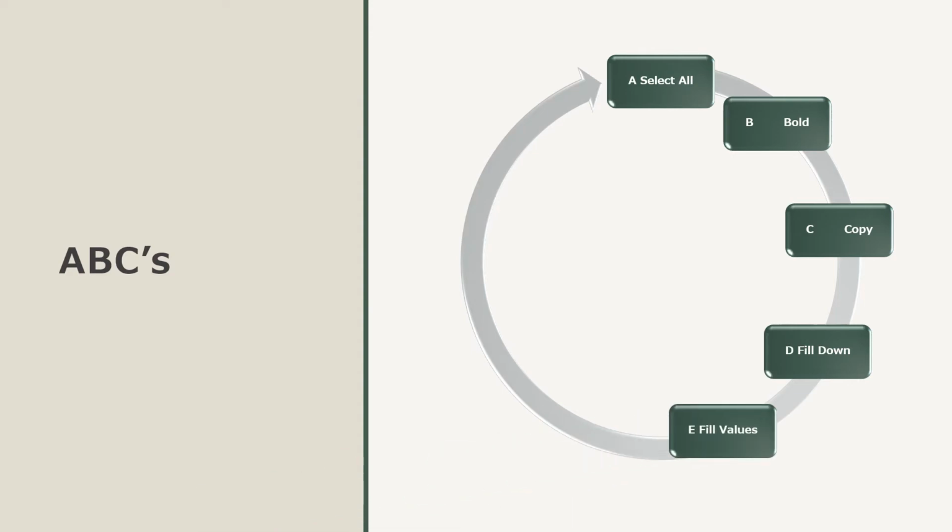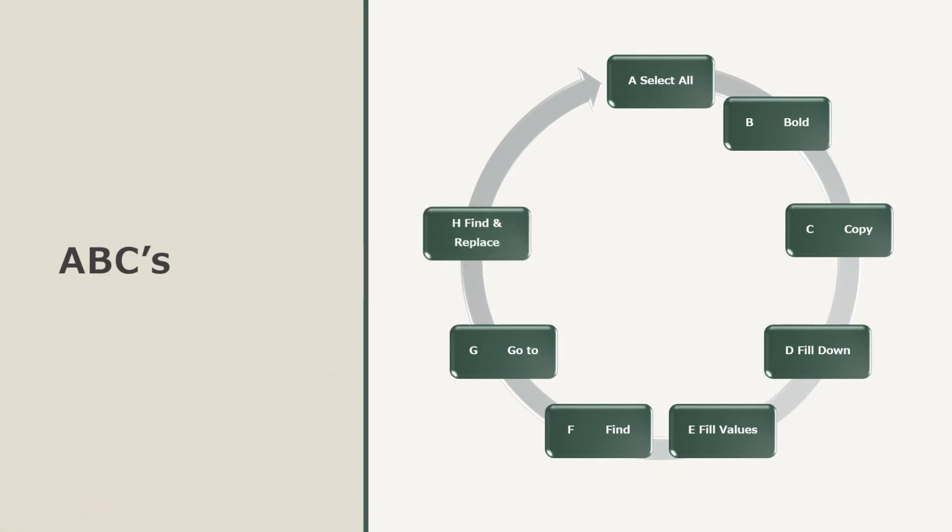If I press Control E, I can fill values. If I press Control F, I can find some text in a spreadsheet. And if I press Control G, I can go to a particular cell address. If I press Control H, I can find text and replace it with different text. And if I press Control I, whatever cell or range of cells I have selected will go italic.